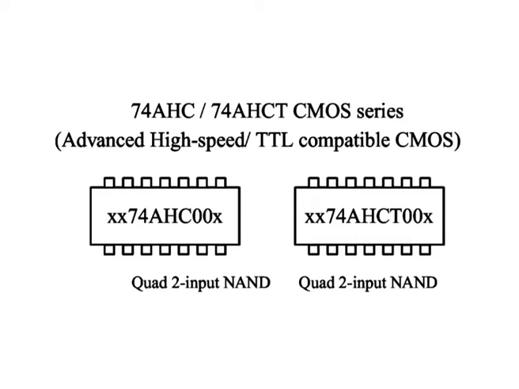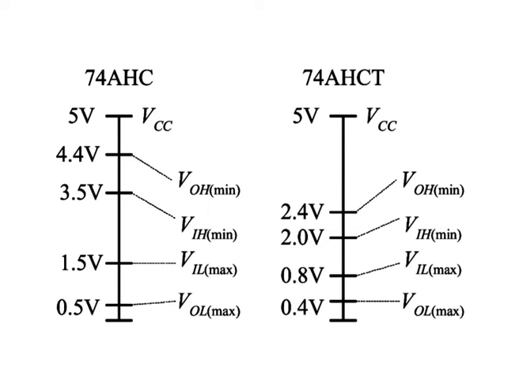The 74AHC and the 74AHCT are the advanced high speed CMOS and are enhanced versions of the 74HC and the 74HCT series. The 74AHC has half the static power consumption and one-third the propagation delay. The 74AHCT is TTL compatible, was introduced in 1996, and has a voltage range of 2 to 6 volts.